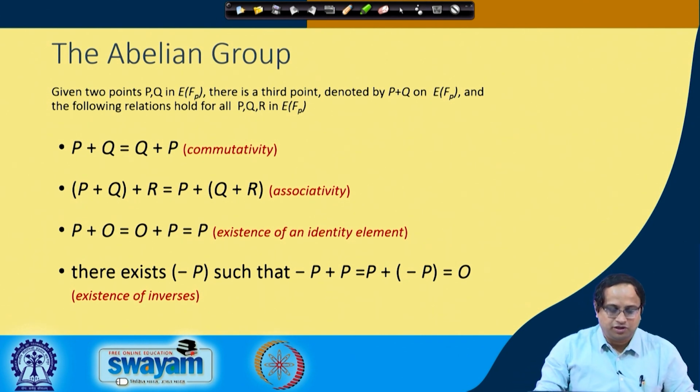So if I want to define an abelian group, then I need these properties. That means I need the property of commutativity: if I take P and Q, P plus Q is equal to Q plus P. It should be associative: P plus Q, then added with R, should be the same as P plus the sum of Q and R. Similarly, there should be an identity element which exists, that means P plus a point O should be equal to O plus P, and I should get P. And there should exist an inverse, that means P plus minus P should be equal to O. All these things have to be satisfied for us to have a complete definition of what is called an abelian group.